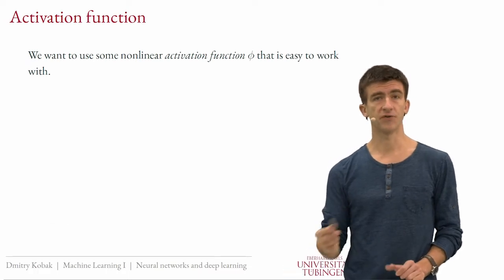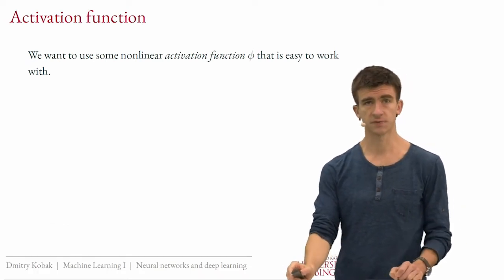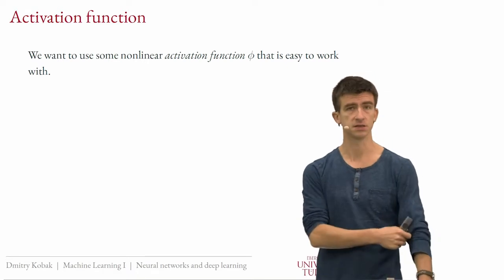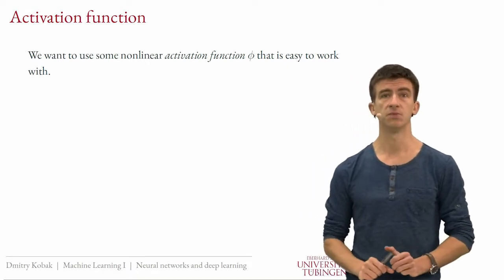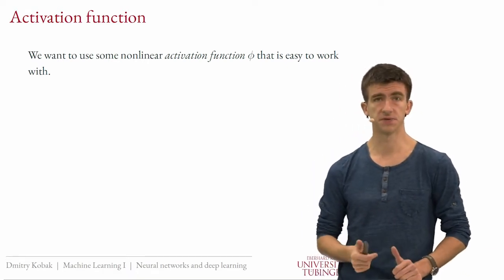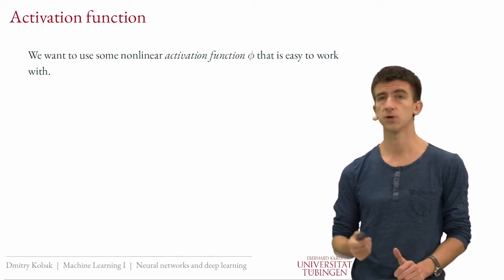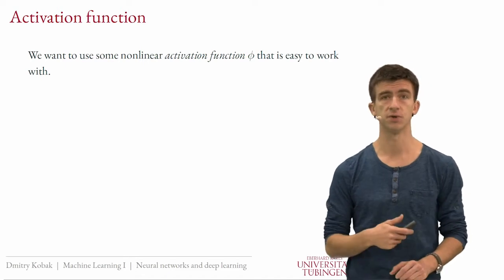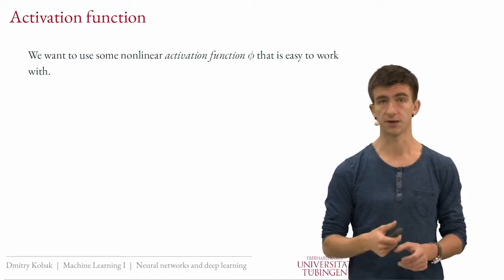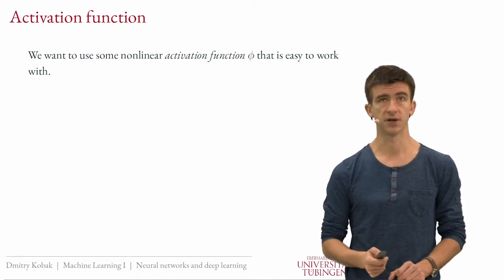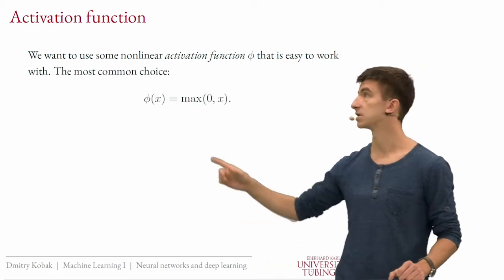Okay, so phi, what is phi? What function can we take as phi? In fact, this is a choice that one can make when building neural networks, and there are different more or less standard choices for phi. I am going to just describe one, which is probably the most standard choice at the moment, but there are several available. So what do we want?